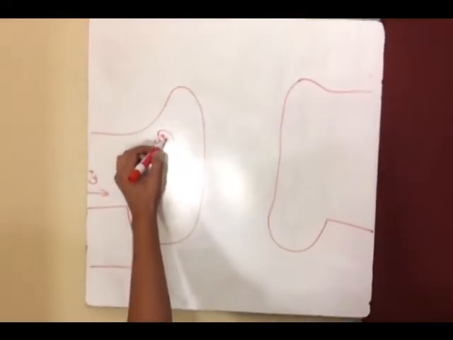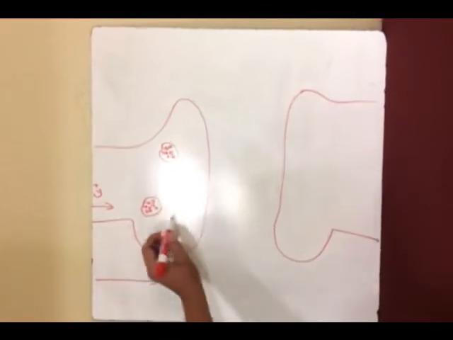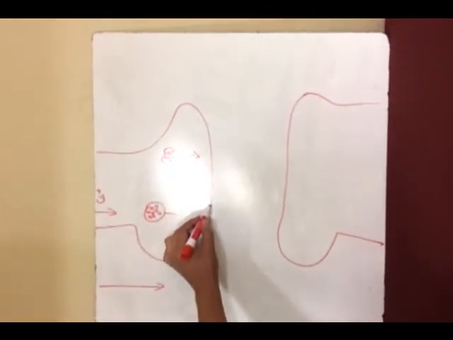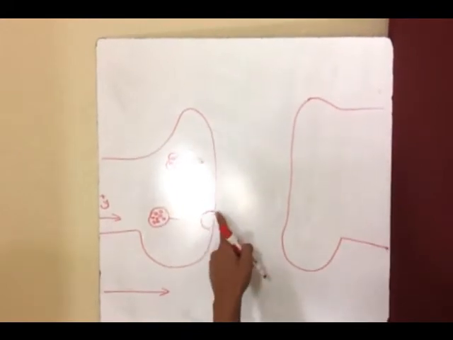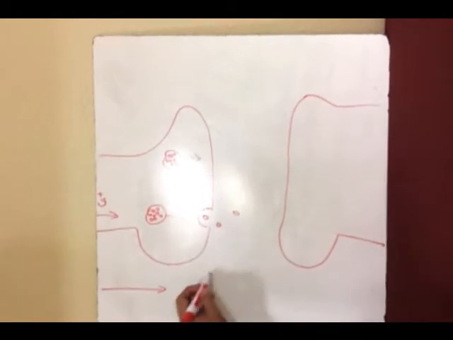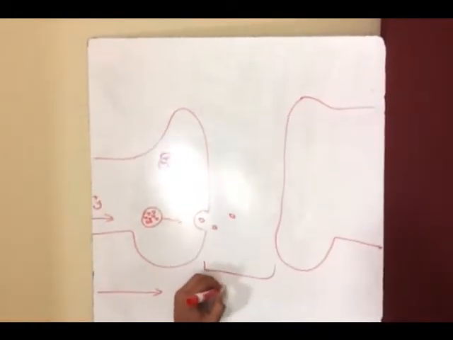Neurotransmitter vesicles. And they travel down. They travel down and they bond with the membrane, and they release their neurotransmitters into the synapse. This gap right here is called the synapse.